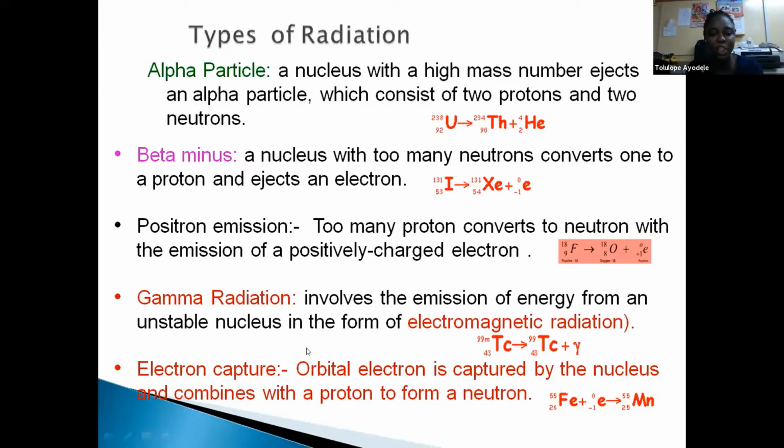We have the gamma radiation, which involves the emission of energy from an unstable nucleus in the form of electromagnetic radiation. Note, the electromagnetic radiation we use in nuclear medicine is the gamma ray, because it has a long penetrating power. It could be easily imaged, and one of the radionuclides that emits this gamma radiation is technetium-99m. The m is for metastable.